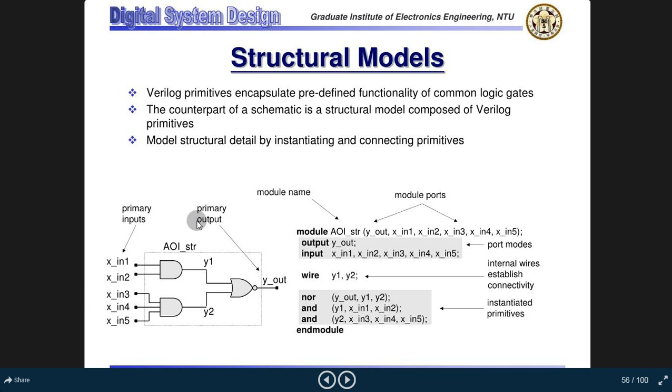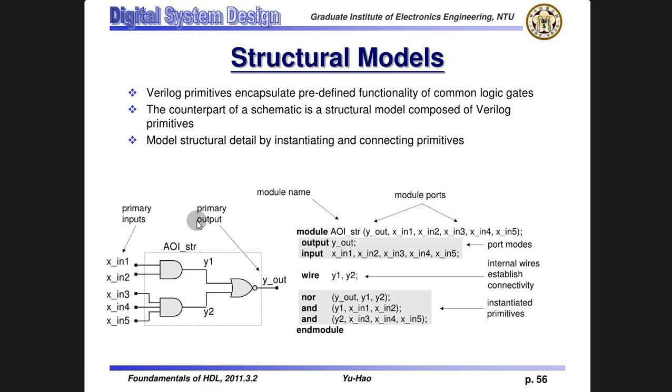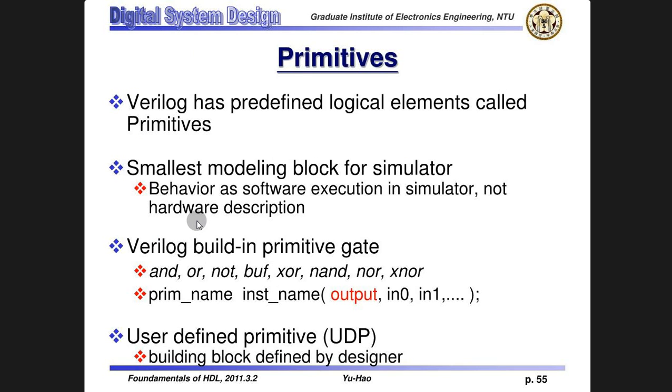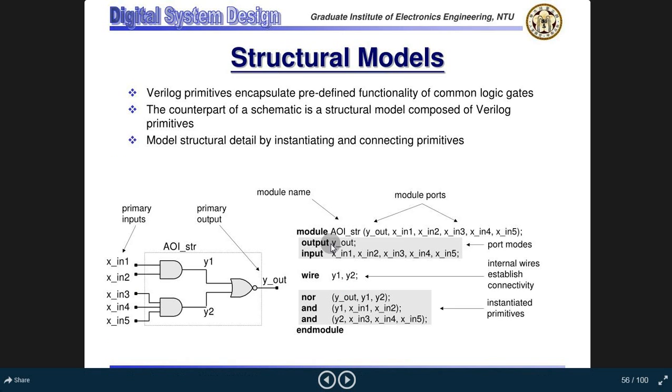Okay, let's go to the next slide. This is the basic structural model. It is a very simple structural model, but this is the sequence by which we can establish a structural model of logic gates, depending on which logic we are going to create. The structural connectivity will be wires in Verilog, which establish connectivity between primitives and or modules. So AND gate, NOR, these are the primitives, and this is the structural model.